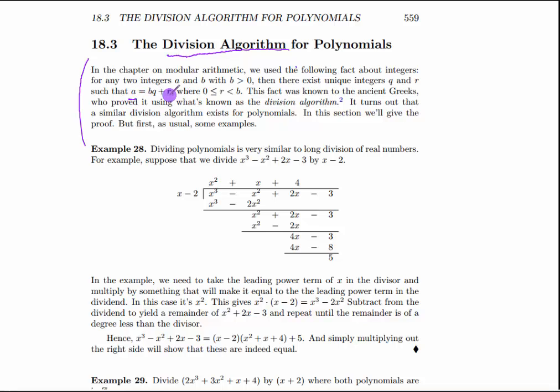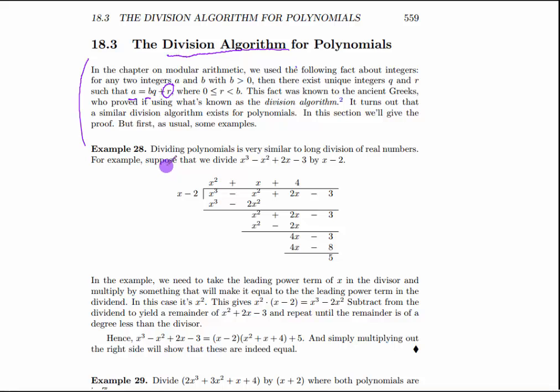being divided and the divisor. Suppose the divisor is b. When you divide them, you'll get a remainder, and the remainder is always smaller than b. It turns out something similar is true for polynomials. Not quite the same, but very similar.